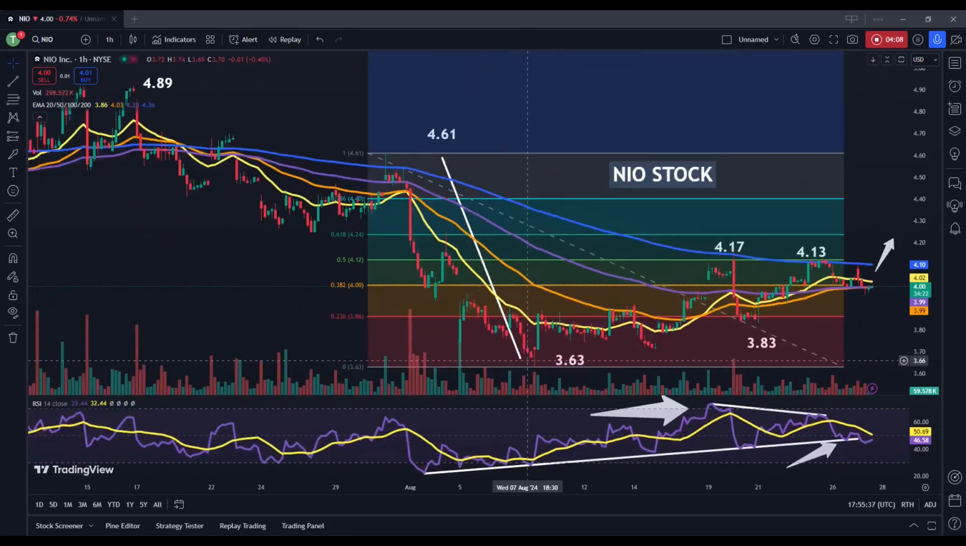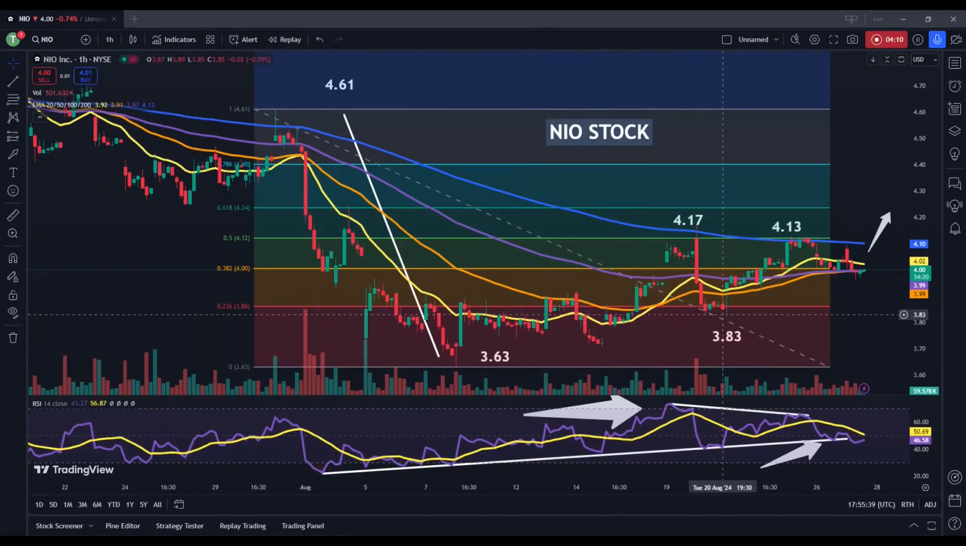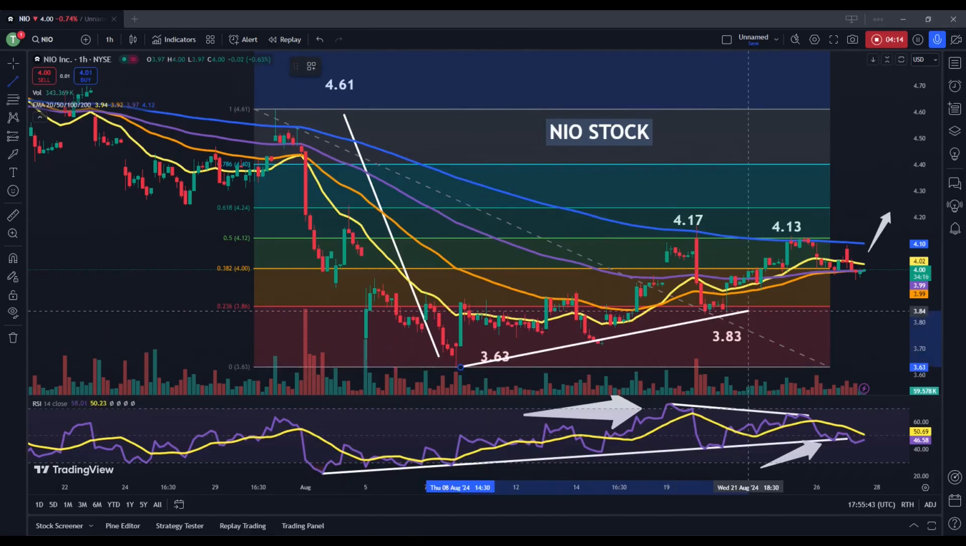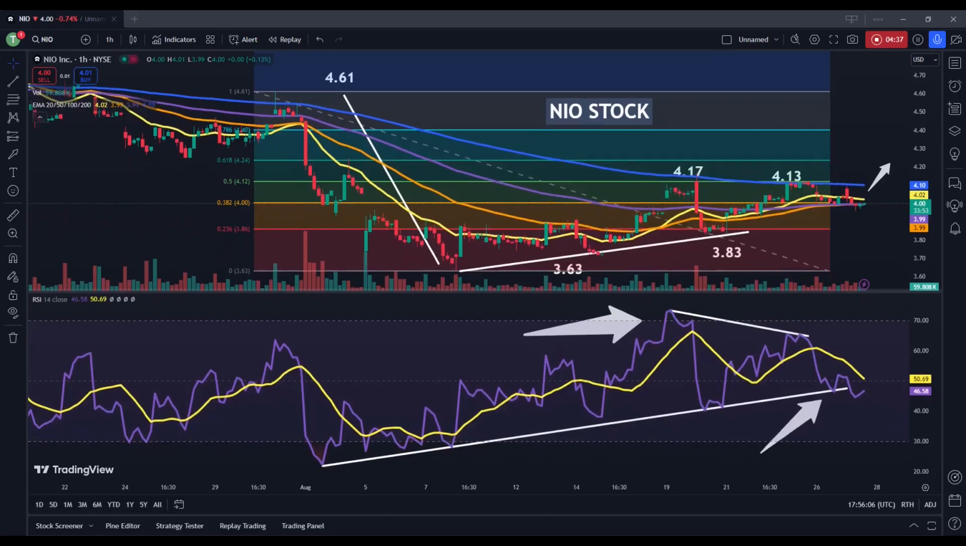One comes from the fact that we are starting to see a bit of a higher low structure developing on this price chart. So essentially, we can draw a trend line roughly like this, and we can see that these ultimate price lows of $3.63 posted during the August 7 trading session, and then $3.83 posted during the August 20 trading session are successively starting to move higher. So as long as that continues, we can then expect a base to start forming at current levels.